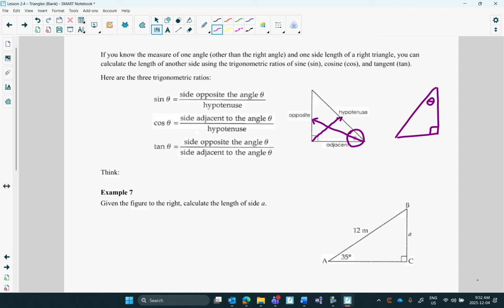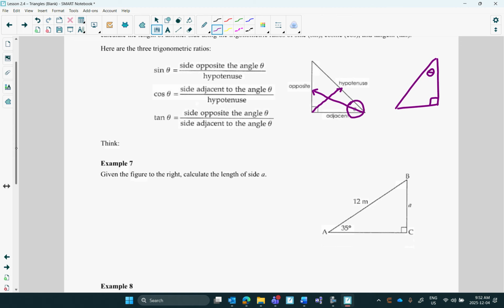And so when we get trig questions, one of the first things we have to do is figure out what trig ratio we're going to use. And remember, we learned this way back when, to help us establish what trig ratio we're going to use. SOHCAHTOA. The SO means sine is opposite over hypotenuse. The CAH is cosine is adjacent over hypotenuse. And the TOA is tangent is opposite over adjacent.